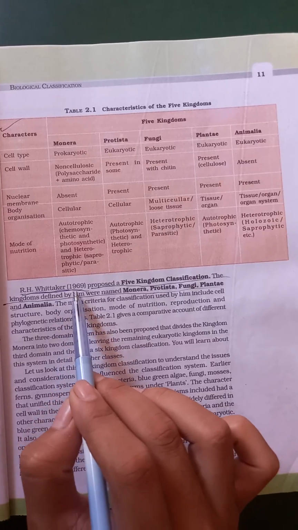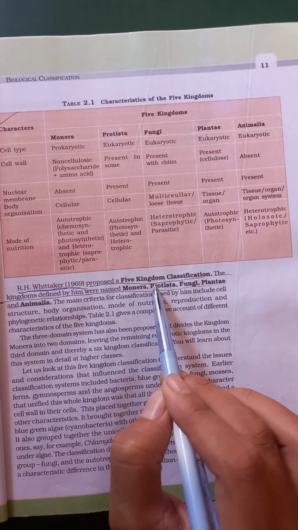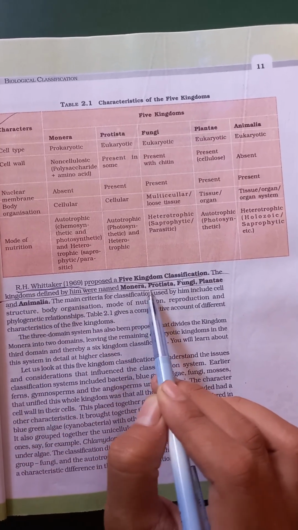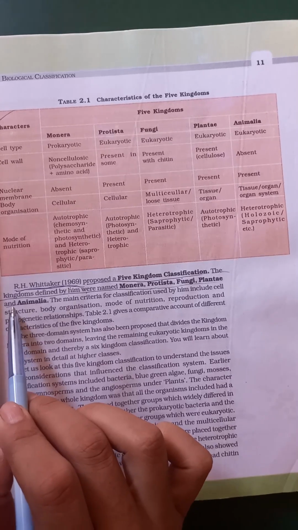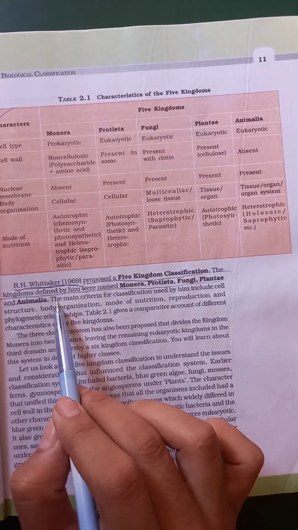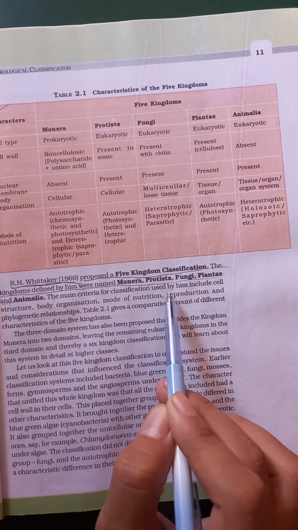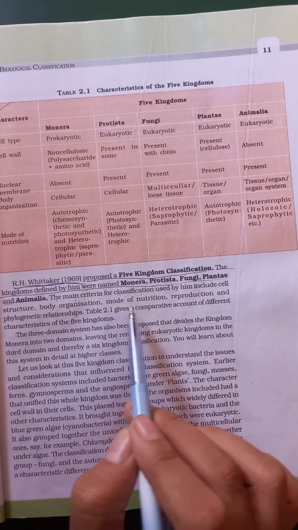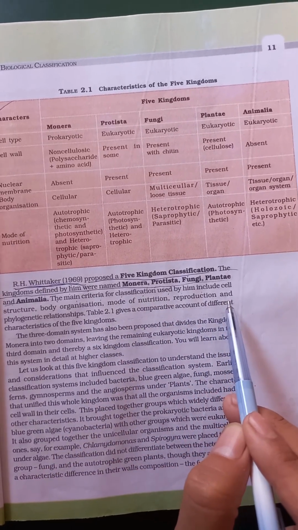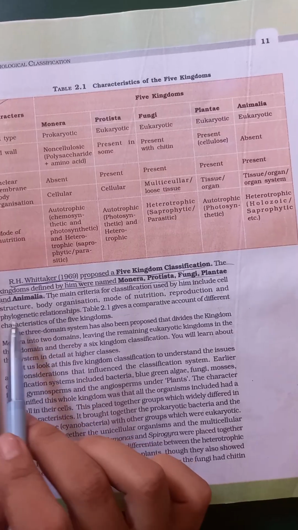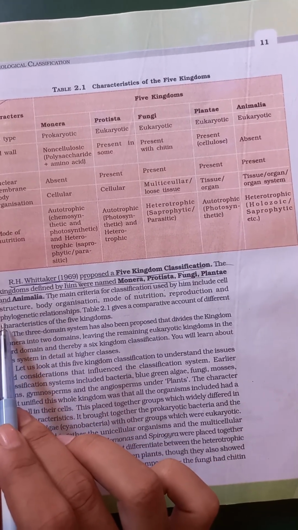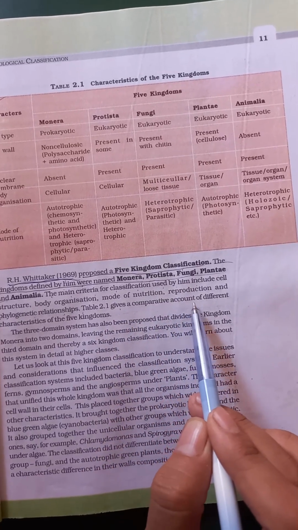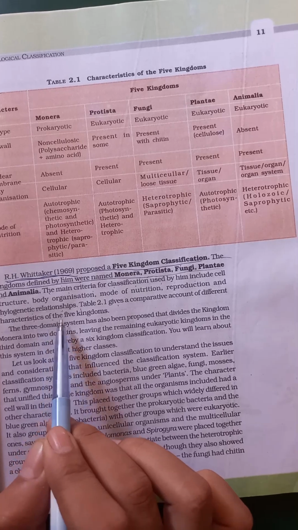R.H. Whittaker in 1969 proposed a five-kingdom classification. The kingdoms defined by him were named Monera, Protista, Fungi, Animalia, and Plantae. The main criteria of classification used by him include cell structure, body organization, mode of nutrition, reproduction, and phylogenetic relationship. The table gives a comparative account of different characteristics of the five kingdoms.